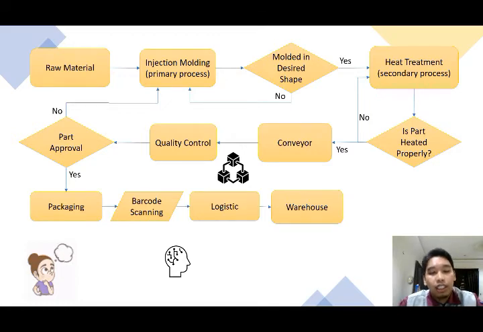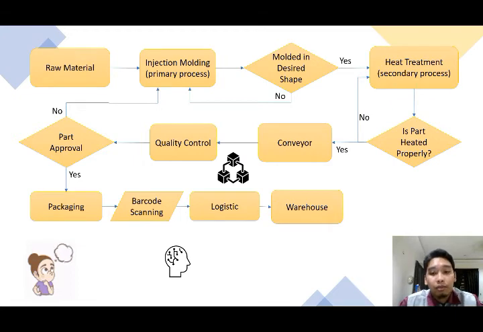If it's not in the desired shape, it will be sent back to injection molding in the primary process. If it is in the desired shape, it will go to the next process, which is heat treatment. The product will undergo heat treatment, where it includes the step of extruding the first material to form an elongated core. If the part is not being heated properly, the process is repeated on the heat treatment.